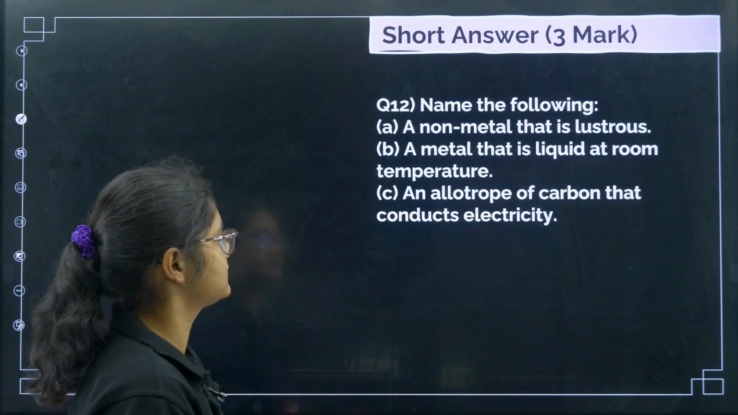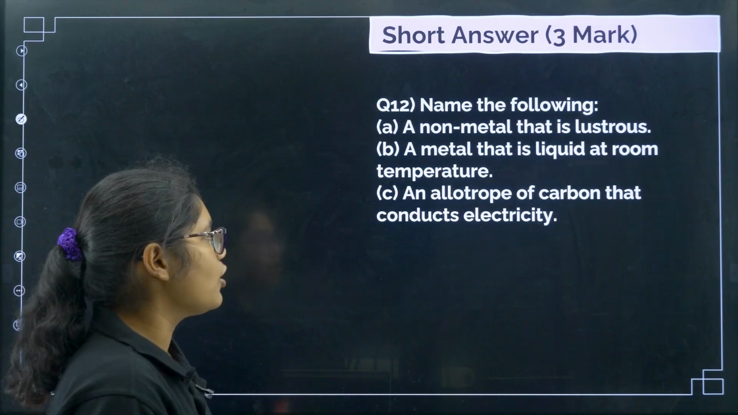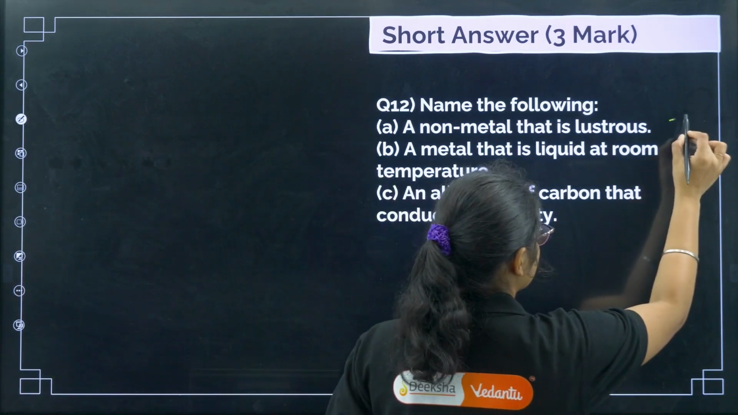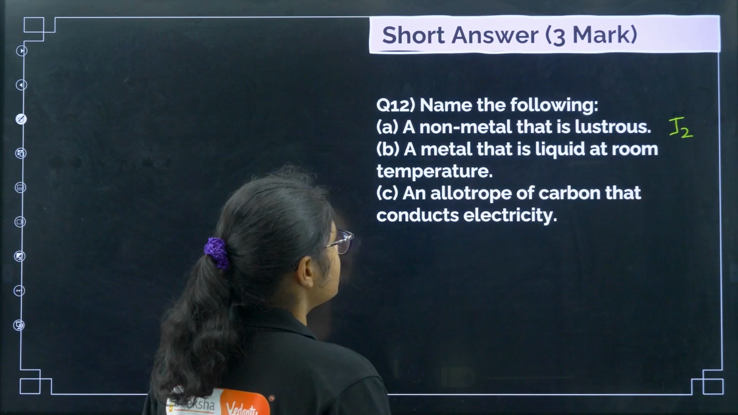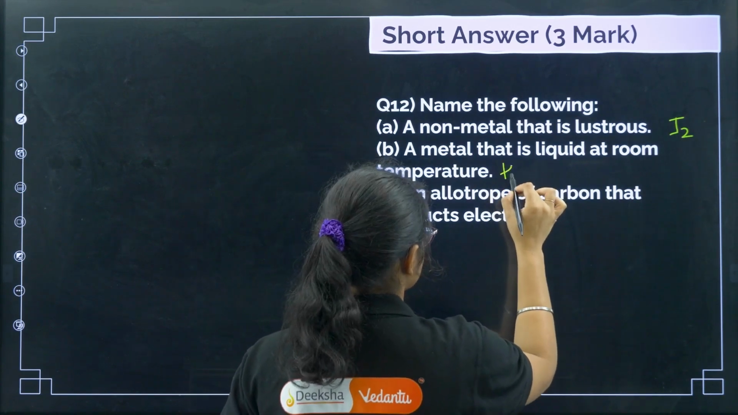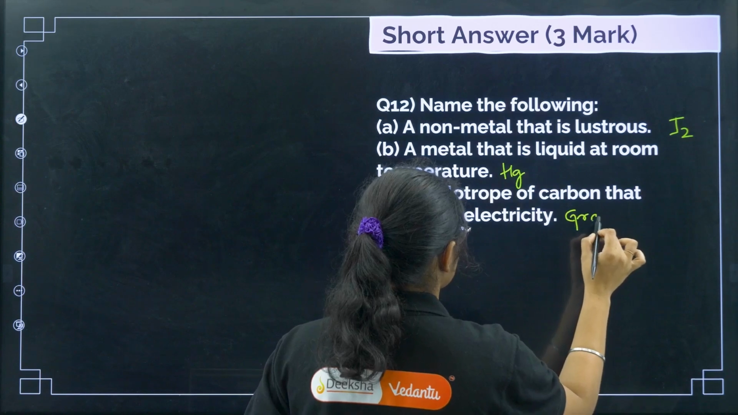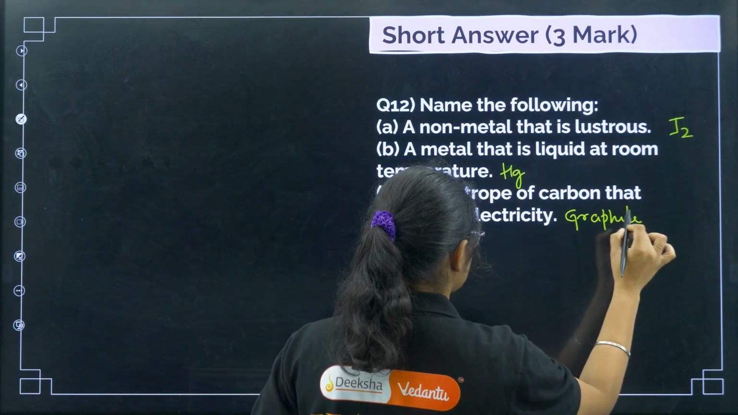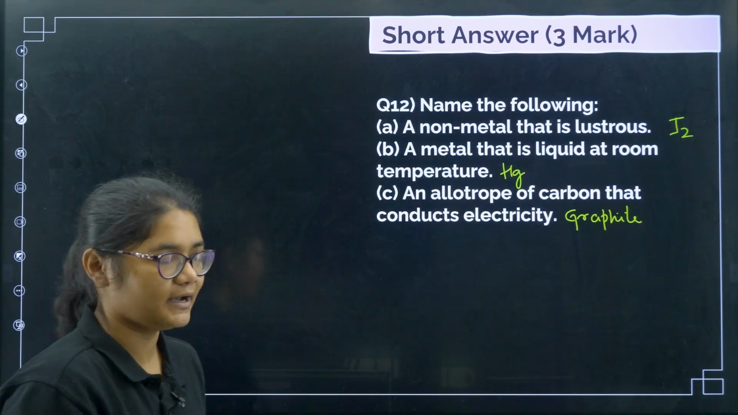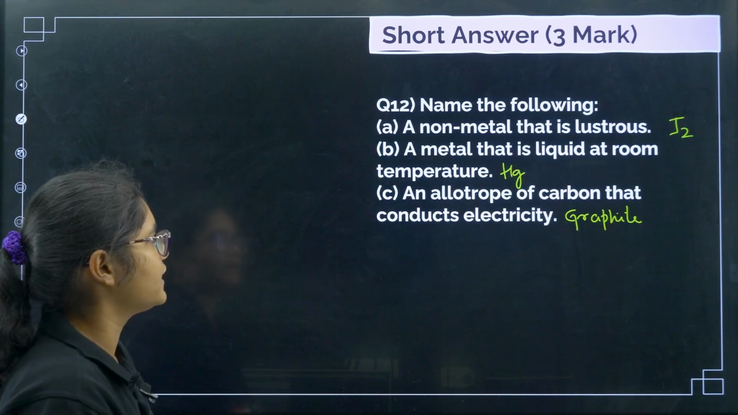Okay, next, name the following. A non-metal that is lustrous, this I told you, it is iodine, right? A metal that is liquid at room temperature, so this is mercury. An allotrope of carbon that conducts electricity, that is graphite, right? So these questions are there from the exceptions part, right? So very, very important to remember the exceptions.